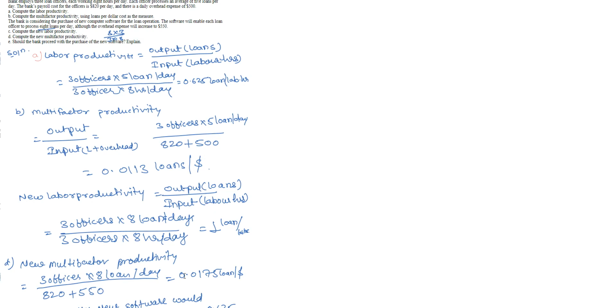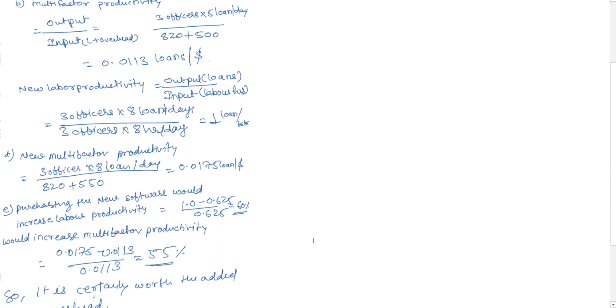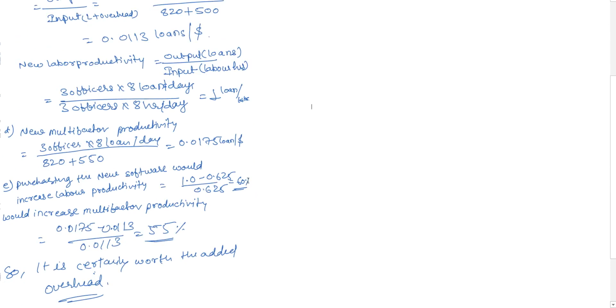New multi-factor is 0.0175 as calculated here, and the purchasing of the new software increased labor productivity by 60%, and multi-factor productivity increased by 50%. So it is certainly worth it, and it added to the overhead, because before the overhead was 500 rupees, now the overhead by the bank is 550. So the worker, meaning the officers, are happy, the number of loans passed is now more, and the productivity of your bank is increased.